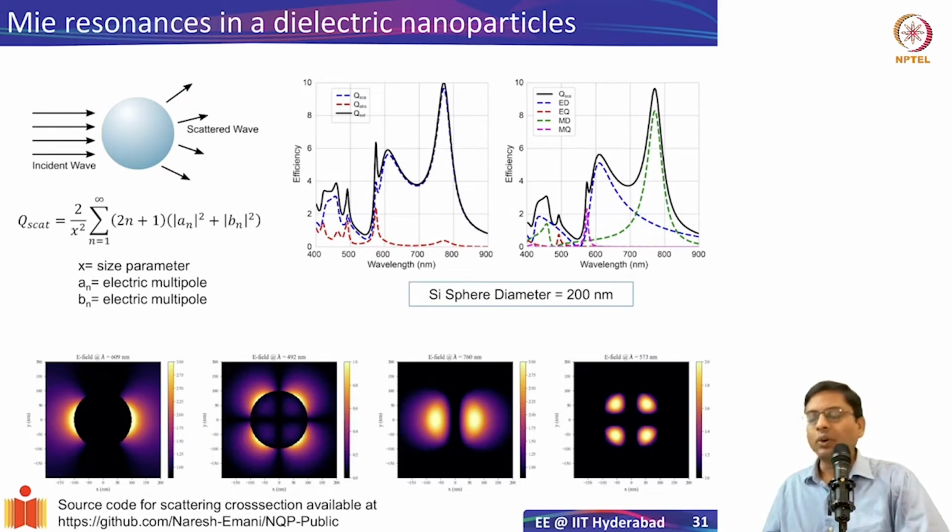Okay, the only issue is the size of the nanoparticle is quite large. For example, here the silicon sphere diameter is about 200 nanometers, and we have already seen that for plasmonic structures, plasmonic resonances, the sphere diameter would be something like 50 to 100 and so on. If you go to larger diameters, there's a redshift of the resonance. Okay. So this is essential. These Mie resonances in dielectric nanoparticles are very critical to dielectric nanophotonics. So I just wanted to review this.